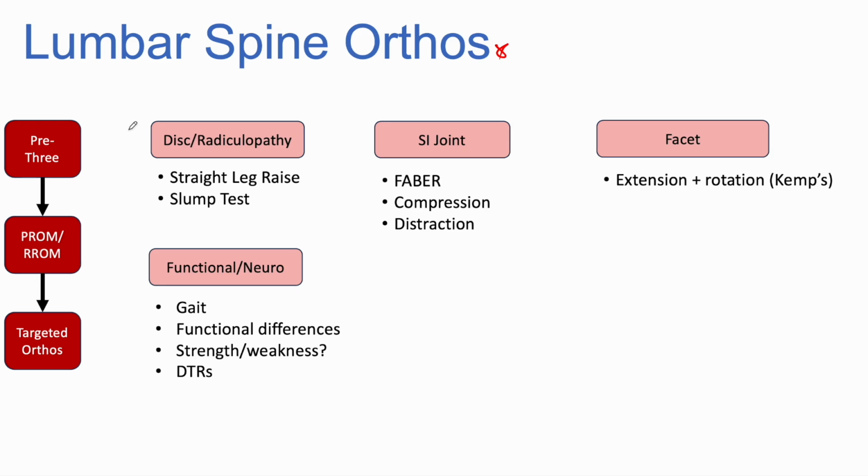Okay, so now we can actually start to run targeted orthopedic tests. For suspected disc or radiculopathy, we use straight leg raise and slump test. For facet irritation, extension plus rotation, or Kemp's test, is helpful. For sacroiliac pathology, you could use Faber and compression or distraction tests.